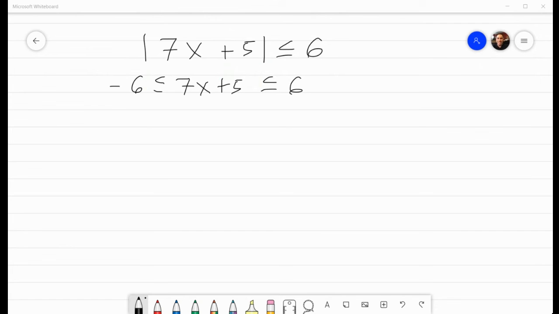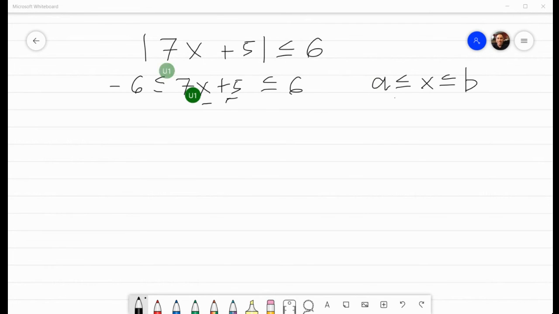Awesome. Okay, so what's next on the list? Well, what's next here is we want to get x all alone in the middle, right? Essentially, what we want to get is this, for some numbers a and b, because then we can get our solution set. Okay, so let's do that. This is what we want. So what can we do?